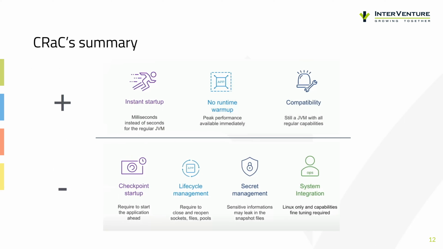So here's a quick summary of some pros and cons of Project CRaC. I wanted to have it here visually listed, and later on I'm going to compare it with GraalVM native images. It literally provides instant startup, great performance right from the start, and it's still a JVM, which is great. We can keep the JIT compilation optimizations. We can also debug it and whatnot.